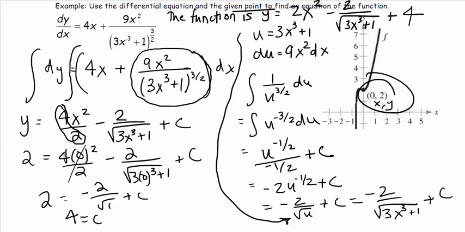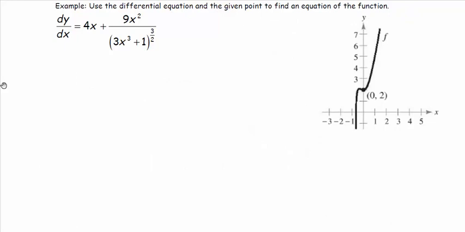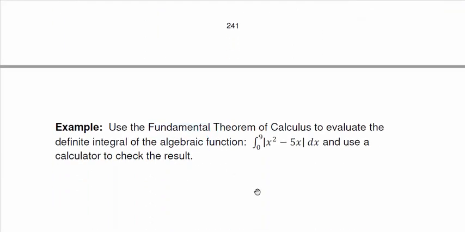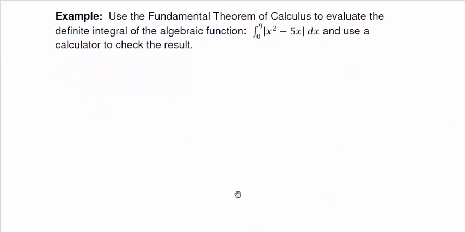Alright, now for something a little bit different. Use the Fundamental Theorem of Calculus to evaluate the definite integral of the algebraic function: the integral from 0 to 9 of the absolute value of x squared minus 5x dx.